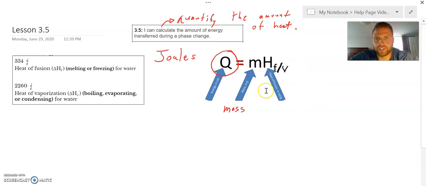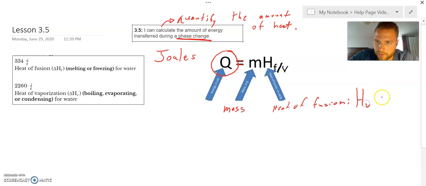And this H sub F or H sub V stands for heat of fusion. This is a constant that we're going to use to calculate the energy of a phase change. So we'll go ahead and write that down. We call this heat of fusion. And again, you have two choices: H sub V or H sub F.